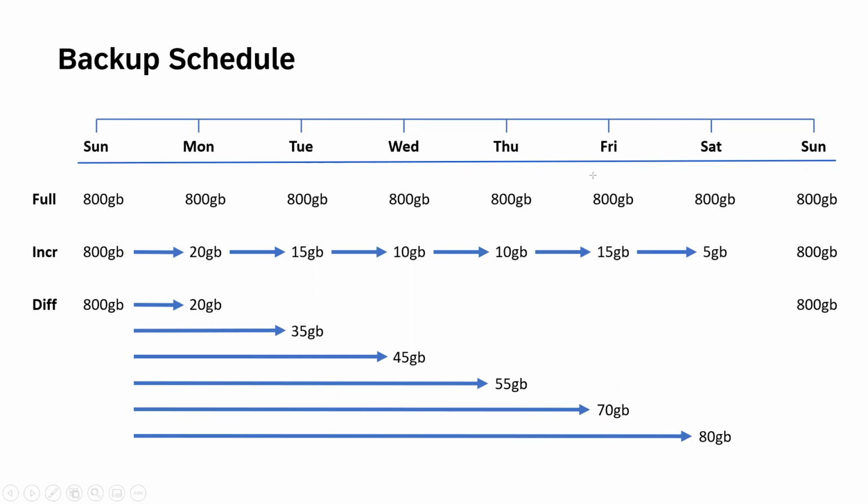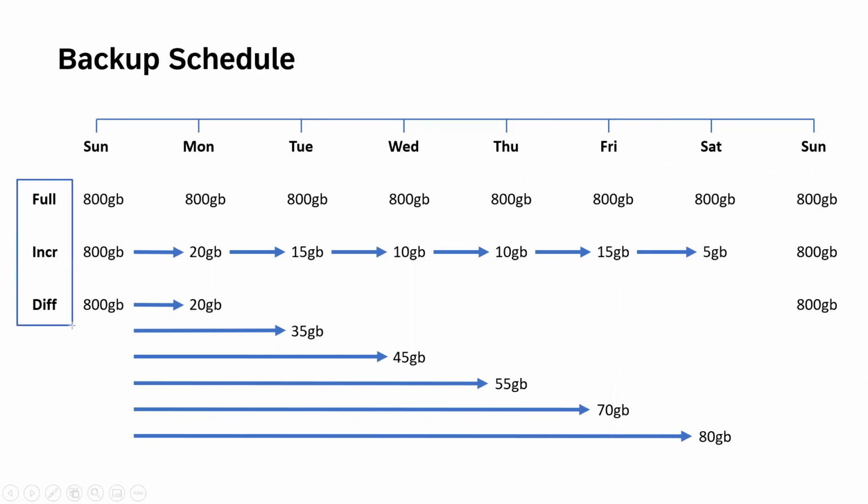During that week cycle, for example, we have three different types of backup. We'll see the difference between them: the full backup, incremental backup, and differential backup. Now, what happens in a full backup? For example, the size of your database is 800 GB.